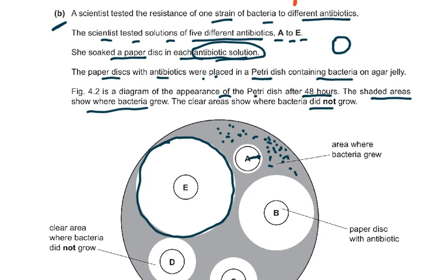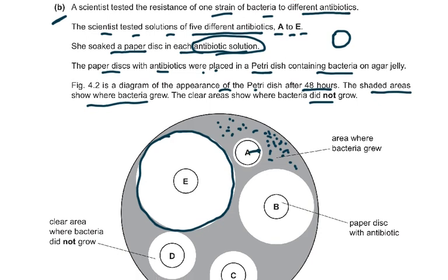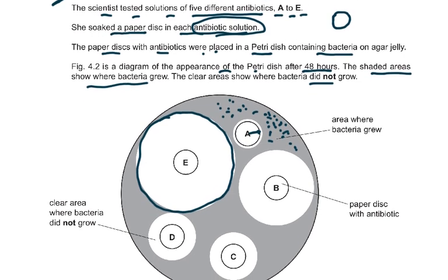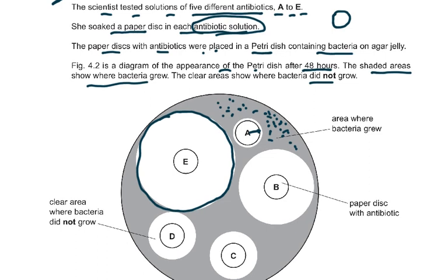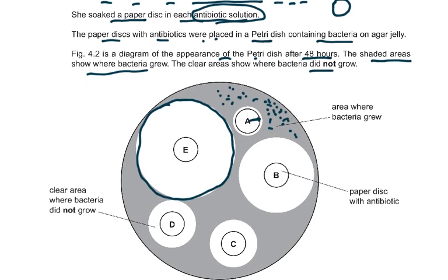Now, A, there was very little destruction of the bacteria. So the largest, the best, is E, then B, then D and C, and then A is the worst. The clear areas show where the bacteria did not grow. The area where the bacteria grow is the gray area. The white area is the paper disc with antibiotic. So this was the antibiotic which we placed.